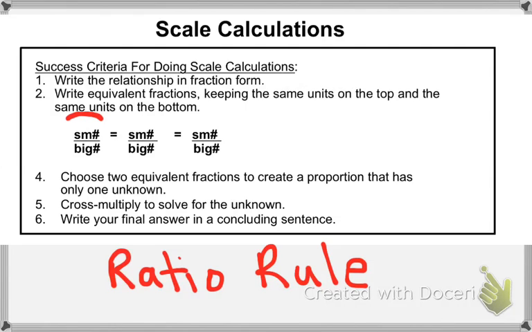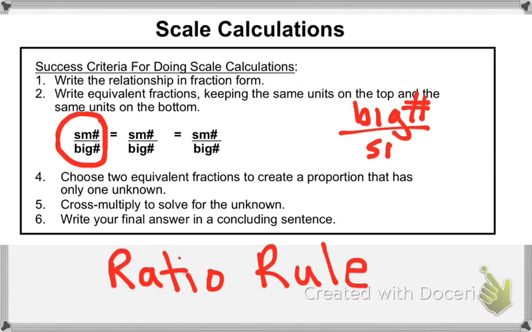You can write the ratio rule on top of each other. Put the small number on top and the big number on the bottom. You could do it the other way around and put the big number on top and the small number on the bottom. You would just have to stay consistent with the rest of your calculations.